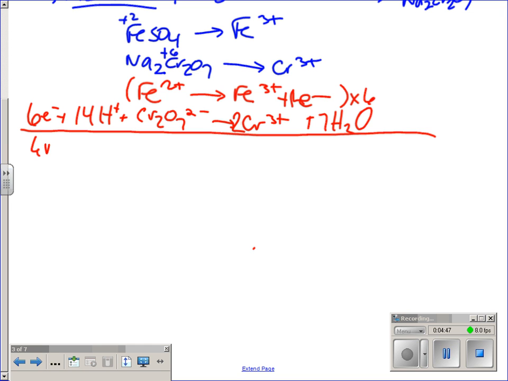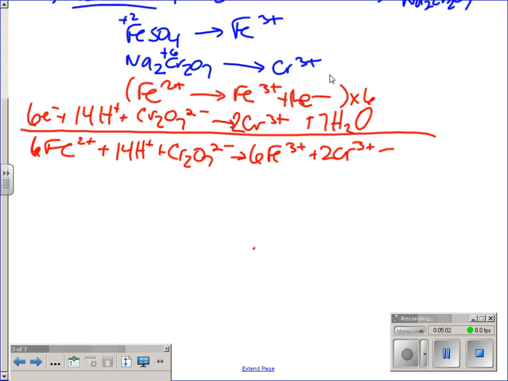So 6 Fe2+ plus 14 H plus plus dichromate yields 6 iron 3+ plus 2 chromium 3+ plus 7 waters. And I just ignored my electrons because they automatically balanced when I did my balancing act. Okay, so step 1 done.